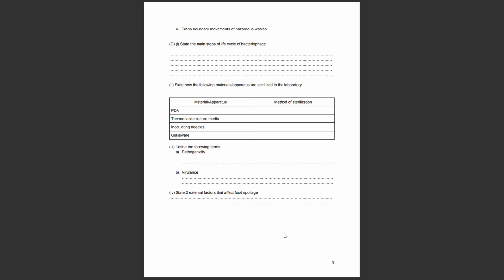Last question, state 2 external factors that affect food spoilage: temperature of storage, then relative humidity. Right, they're asking about external factors. So what else? Presence and concentration of gases in the environment. Right, there are three: temperature of storage, relative humidity of the environment, presence and concentration of gases in the environment. You can write only two and get 2 marks.